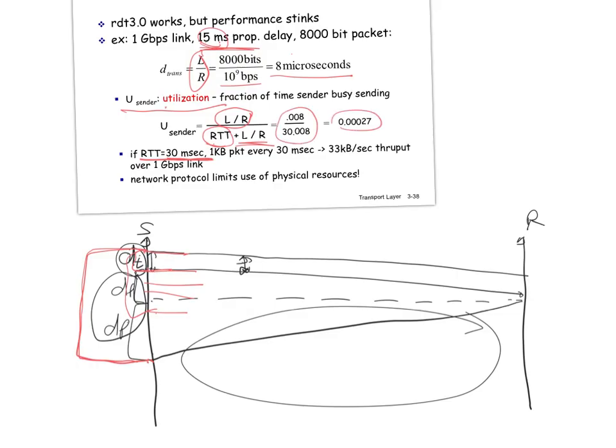Okay? So this is what we call the utilization. And can you see the utilization, how much? So I use the channel for 0.027% of the time, which is very low. Okay? So stop and wait, while it's okay, it works, but it's not performing well in any way in terms of channel utilization.